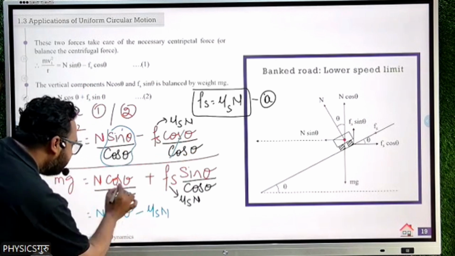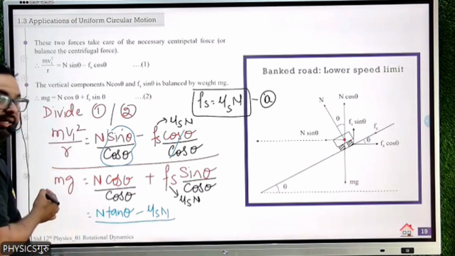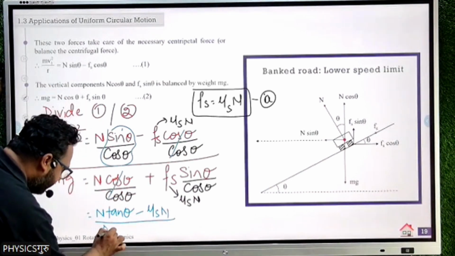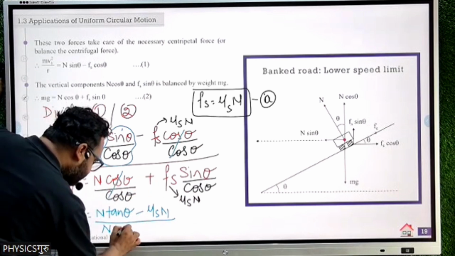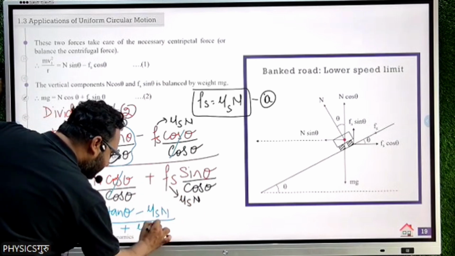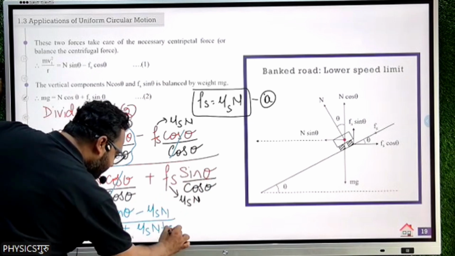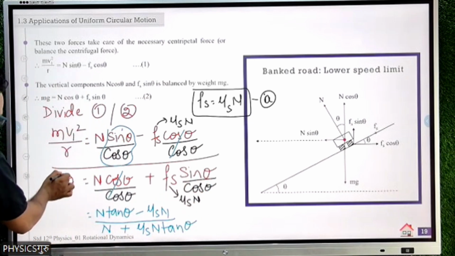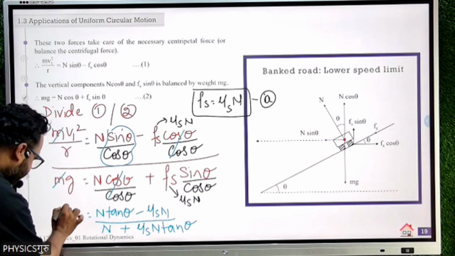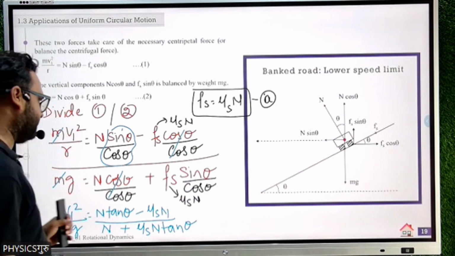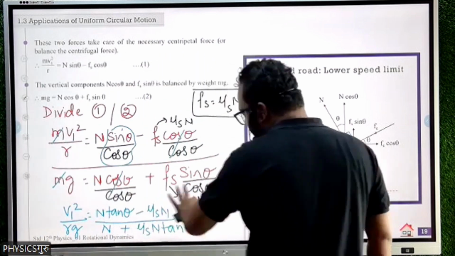Similarly, dividing, cos by cos will get cancelled out, so we have N plus Fs, which can be written as mu s into N. Sin theta upon cos theta is tan theta, and when we divide, mass will get cancelled out, so it is nothing but v1 square upon rg. We will simplify and we'll get the answer.